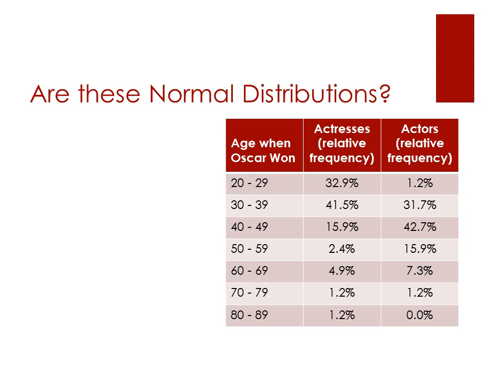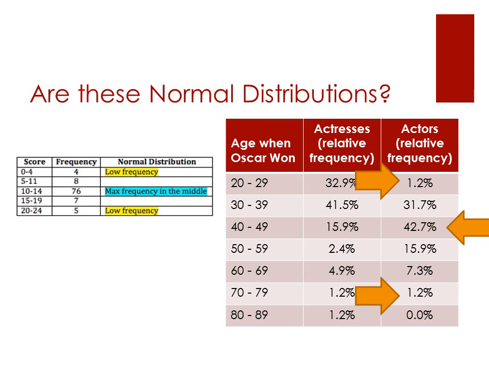Okay, now let's apply this to the data we just finished working with. If we're looking at actors, we can apply this. We can see that in fact they do start low, although we get to higher scores pretty quick, and then they drop off again to lower frequencies. So it's an approximately normal distribution.